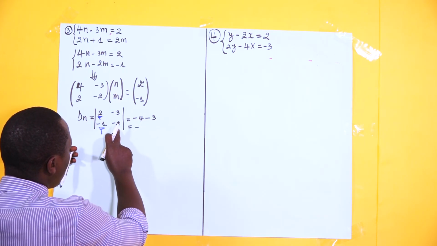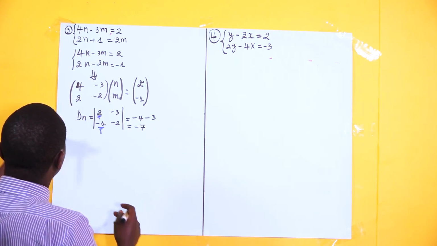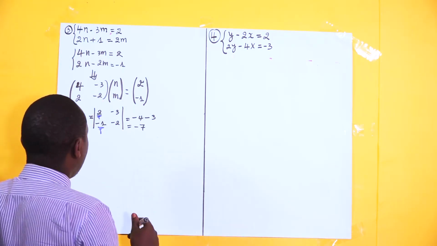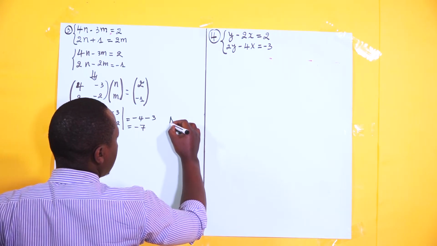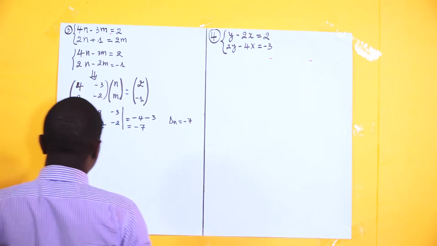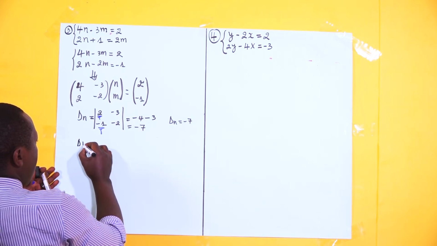This is -4, -3. The answer is -7, isn't it? So this is the determinant for n. The answer is -7. Let us find the determinant for m.